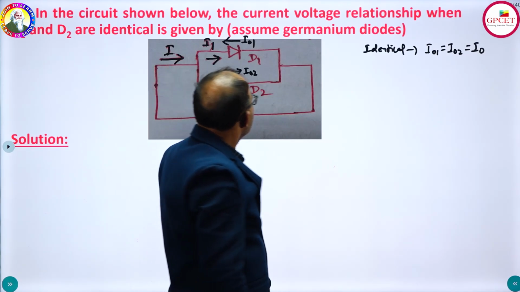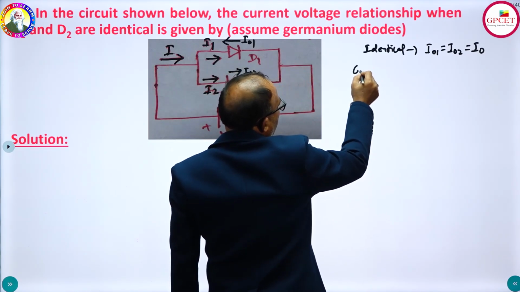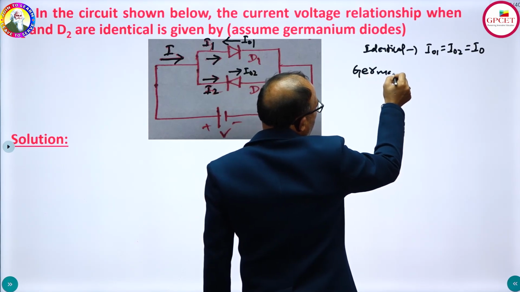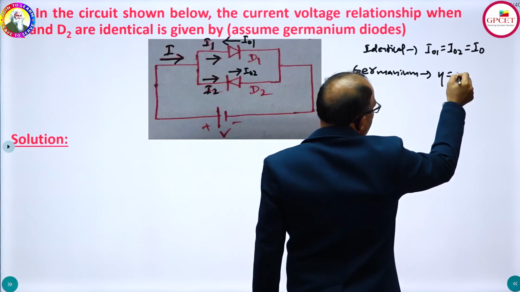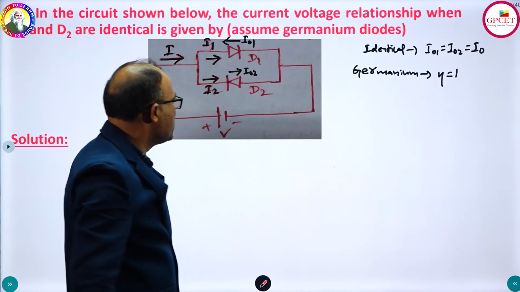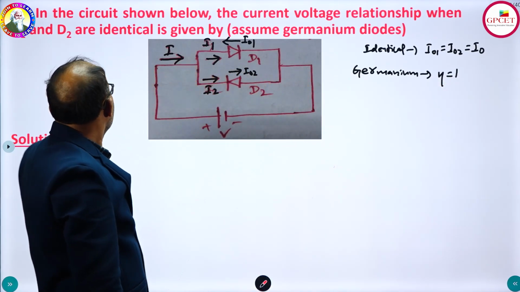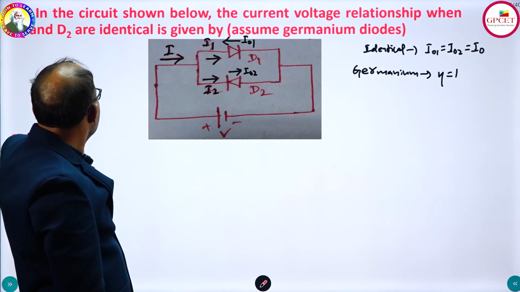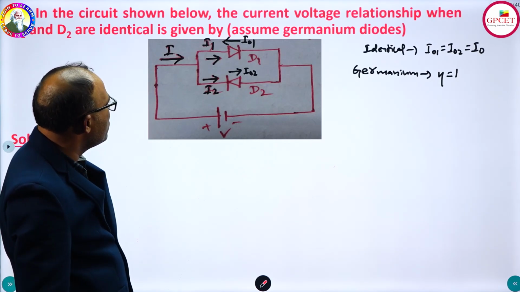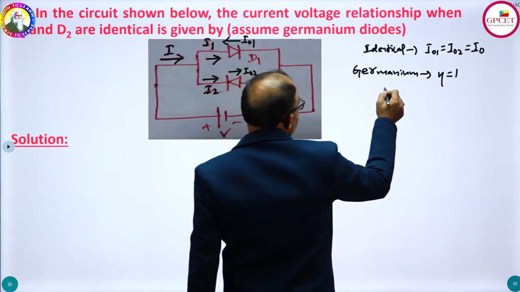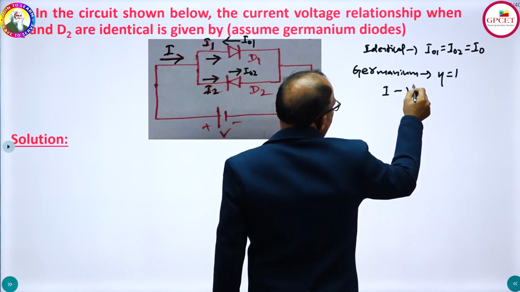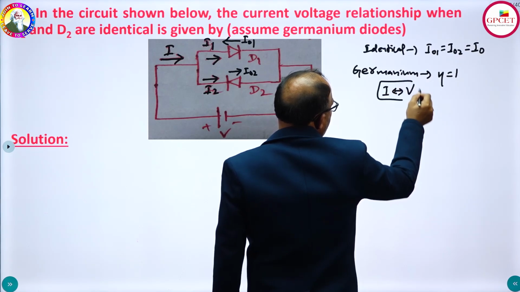And the diodes are germanium diodes. They have been given as germanium diodes. So what is a germanium diode? A germanium diode means its eta value is equal to 1. Then what do you need to find? You need to find the current-voltage relationship between D1 and D2, that means the current I and the voltage. What is the relationship between these two?